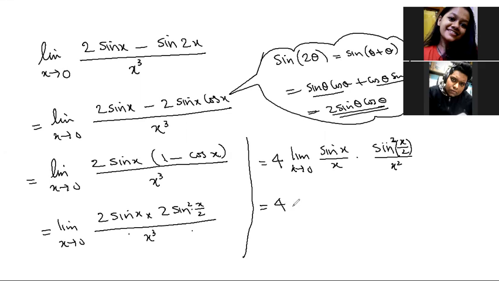Now 4 into, one more step I'll write, sine x upon x, here sine x by 2 upon x, the whole square. Now you can complete it yourself. 1 will be the answer.